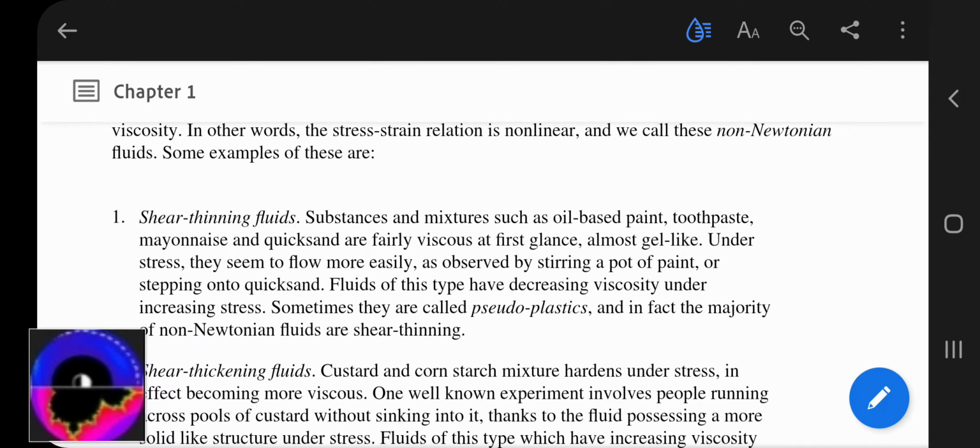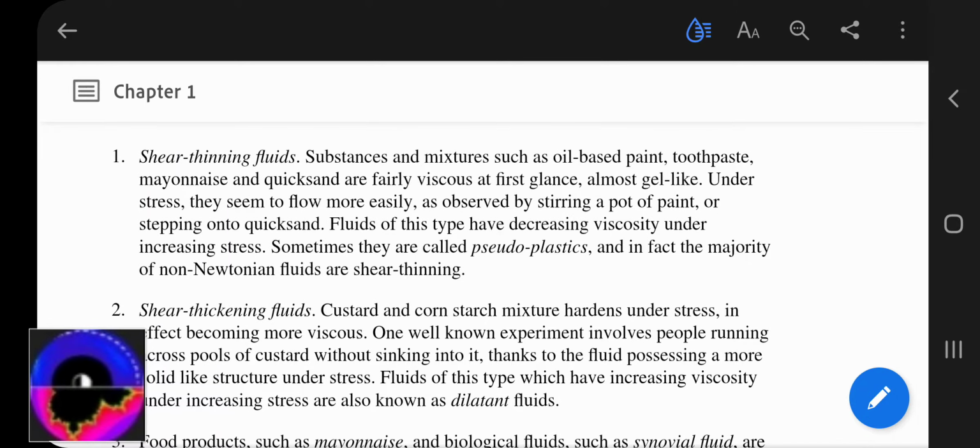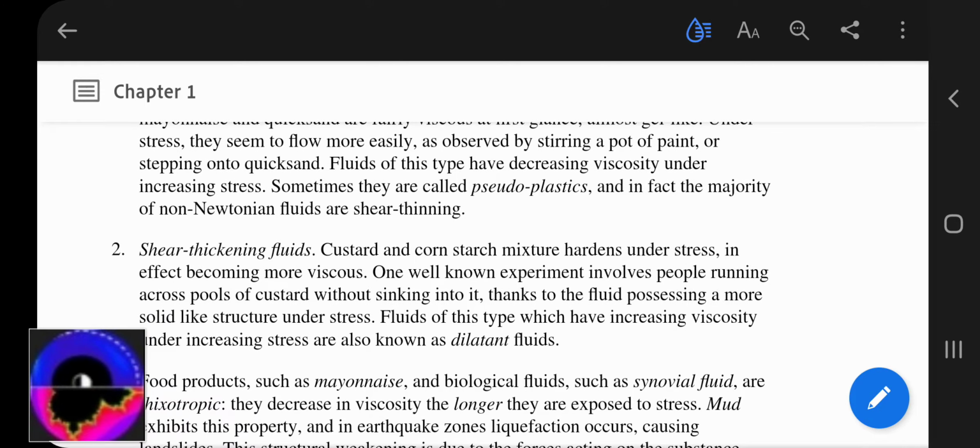Some examples of these are shear thinning fluids, so substances and mixtures such as oil-based paint, toothpaste, mayonnaise, and quicksand are fairly viscous at first glance, almost gel-like. Under stress, they seem to flow more easily, as observed by stirring a pot of paint or stepping on the quicksand. Fluids of this type have decreasing viscosity under increasing stress. Sometimes they are called pseudoplastics.